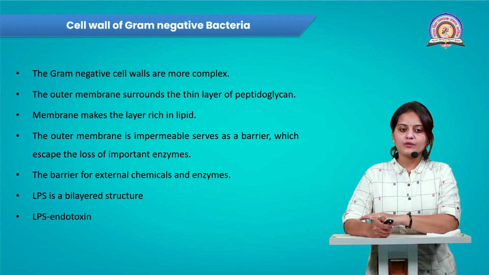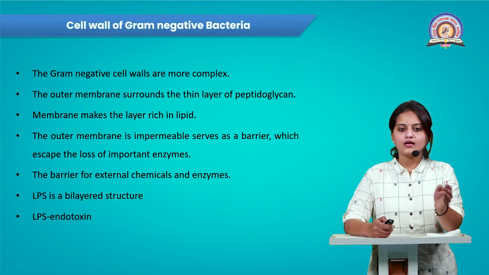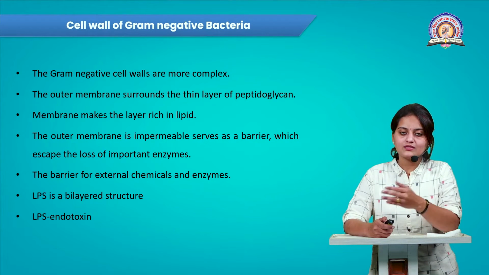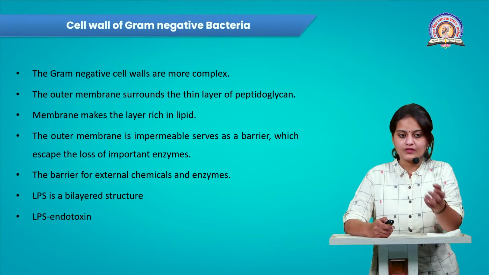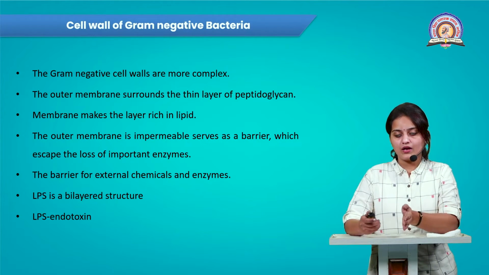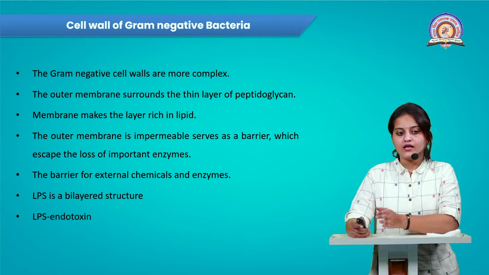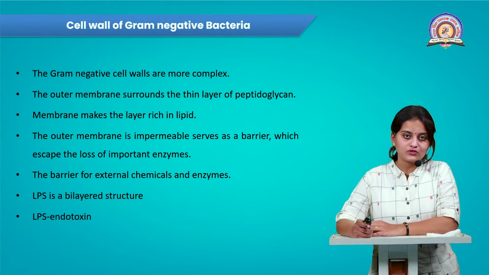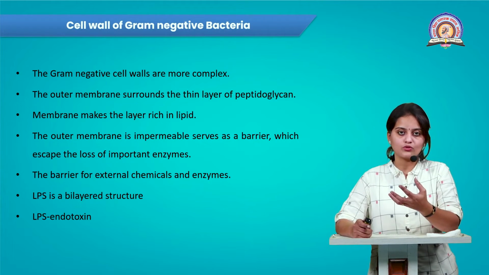The outer membrane is impermeable and serves as a barrier towards various types of toxins and unwanted material. It is a barrier for external chemicals and enzymes, acting as a lipopolysaccharide. Lipopolysaccharide is a bilayer structure and it is also responsible for functioning as an endotoxin.